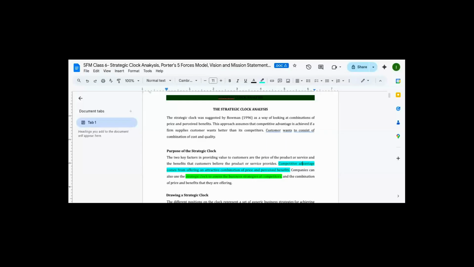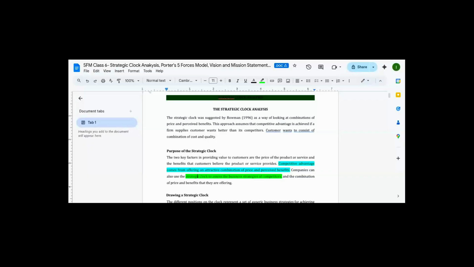So achieving competitive advantage can only be gained if our product or the strategy that we put in place creates positive satisfaction, creates a favorable post-purchase experience for the customers. So apart from gaining competitive advantage, increasing or creating perceived value about our product and making the customers happy, look at another purpose of the strategic clock analysis.